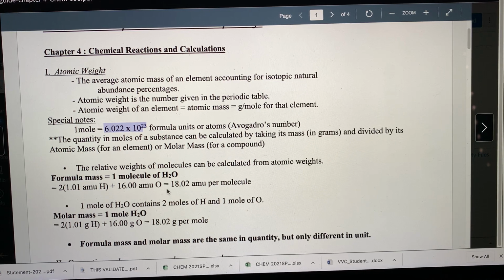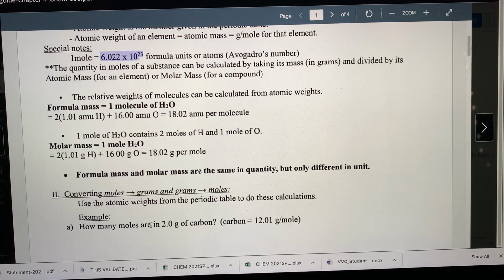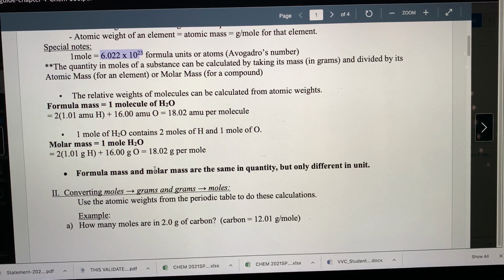If you do formula mass, it will be in AMU, atomic mass units per molecule. That's 18.02. If you do molar mass, it's the same idea, just in grams. This is the more popular unit because we're going to be using molar mass to do the conversions, which is the next topic. So you see I put a note here: formula mass and molar mass are the same in quantity, but only different in units.